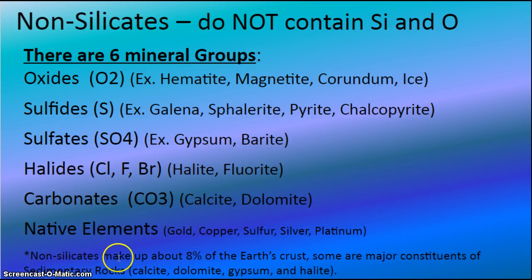But notice that non-silicates make up about 8% of the Earth's crust. Some are major constituents of sedimentary rocks: calcite, dolomite, gypsum, and halite. But remember, this is non-silicate chemistry. This last slide are the non-silicates. Most of the Earth's crust, 92-94%, is silicate chemistry. These are the 6 groups of non-silicates. So there you have it.